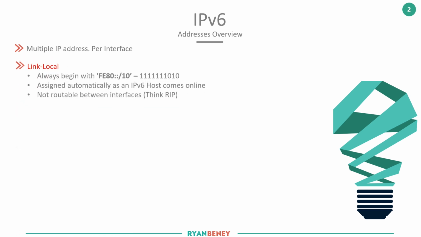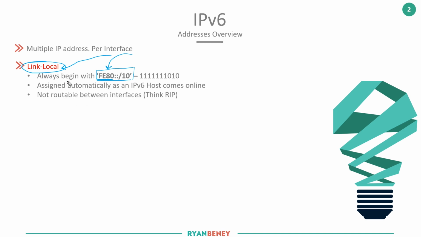The first type I want to talk about is something called a link-local address. Link-local is something we want to memorize, and something we also want to memorize is the starting block for the address. If you ever see anything with FE80, it's a link-local address. That's a reserved 10 bits to create the FE80.